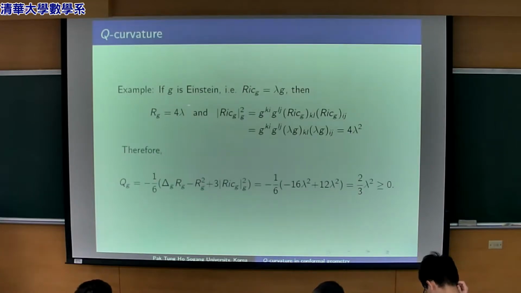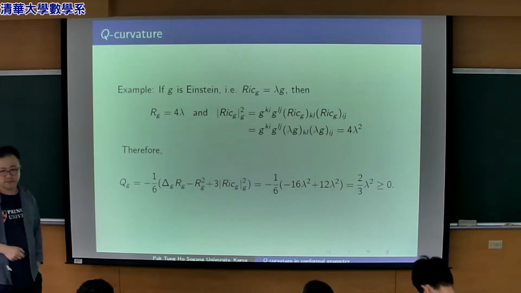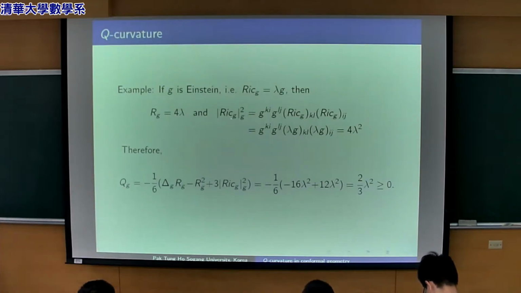If you put this into the formula for Q-curvature, the first term vanishes, because the scalar curvature is constant, so its Laplacian is 0. The remaining terms are minus 16 lambda squared plus 12 lambda squared, so this is two-thirds lambda squared. One important thing is that the Q-curvature of an Einstein manifold is always nonnegative.